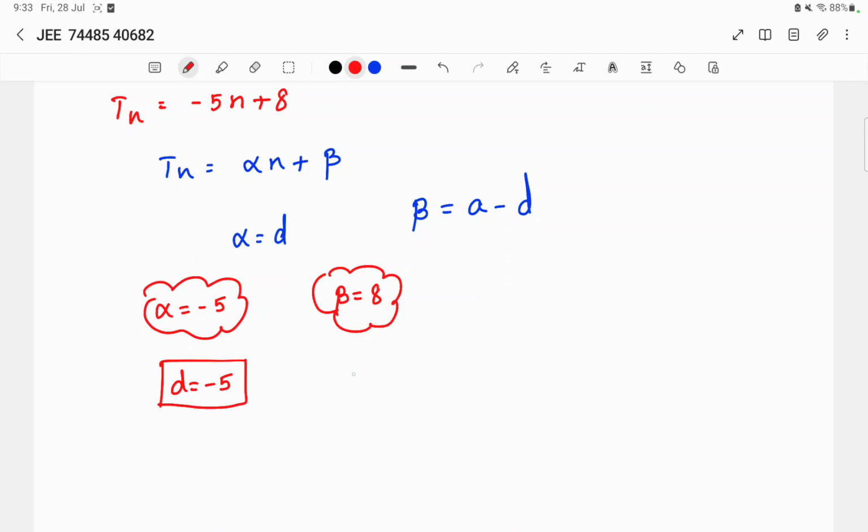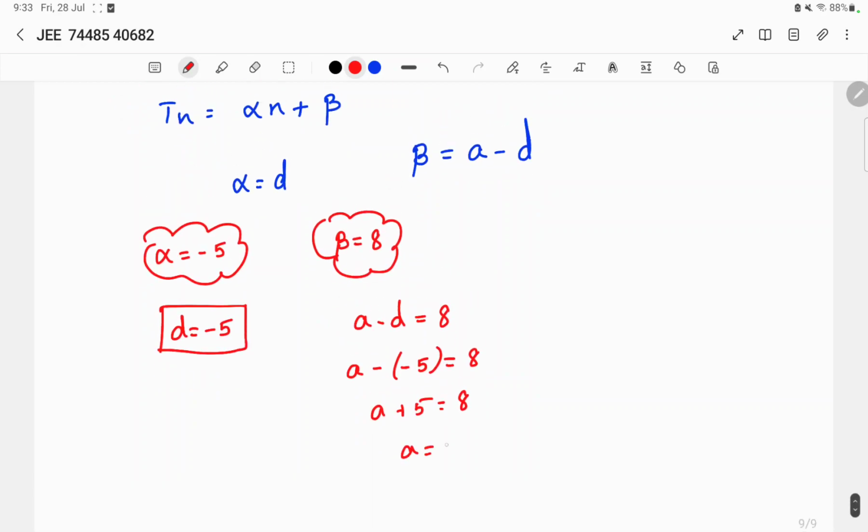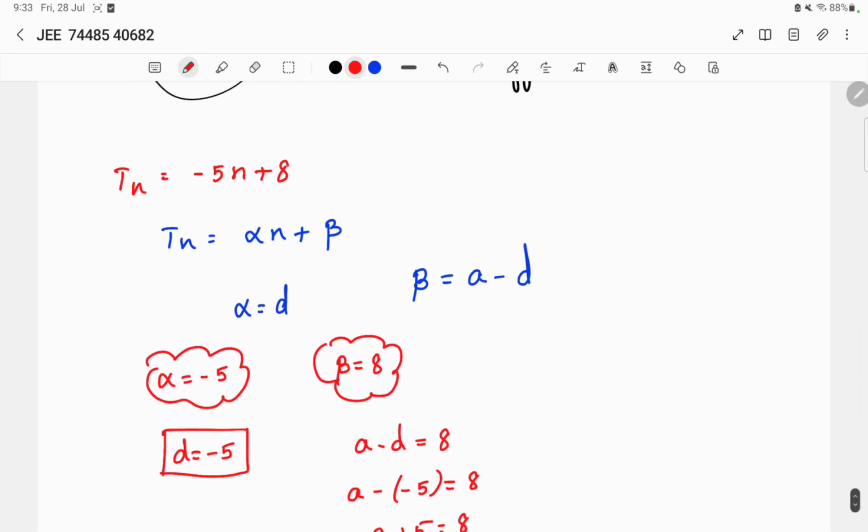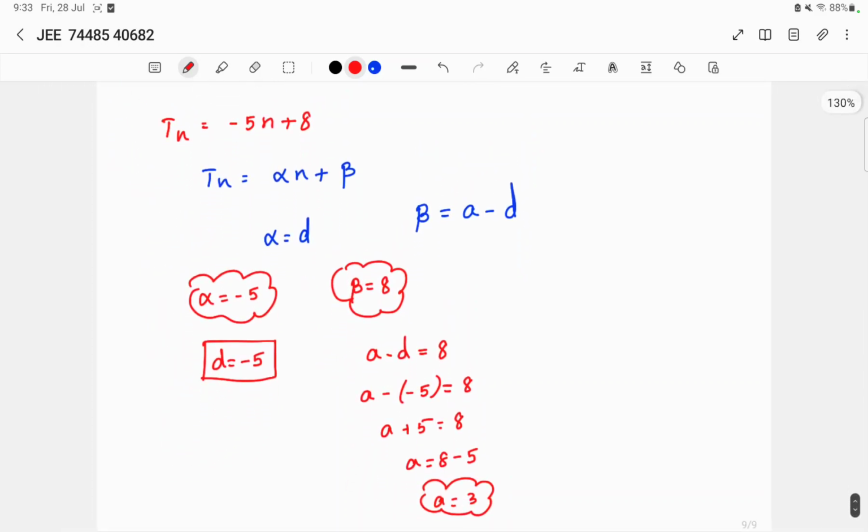Now A minus D equal to beta, so A minus D I got as 8, and already we got the value of D as minus 5. So A minus of minus 5 will be equal to 8. So it will be A plus 5 equal to 8. Now A will be equal to 8 minus 5. So 8 minus 5, you know, it is 3. So I got the first term and I got the common difference. So this is what we have to find, and this is one formula method.